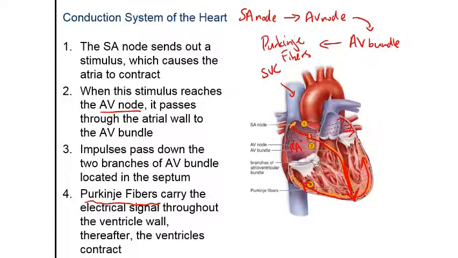When they contract, the tricuspid valve and the bicuspid valve will open, causing the blood to fill up the ventricles. As the ventricles are filling up, the aortic valve and the pulmonary valve will remain closed. When the signal gets to the Purkinje fibers, then the ventricles will contract, during which the atria will be relaxing, the AV valves will close, and then the semilunar valves will open.